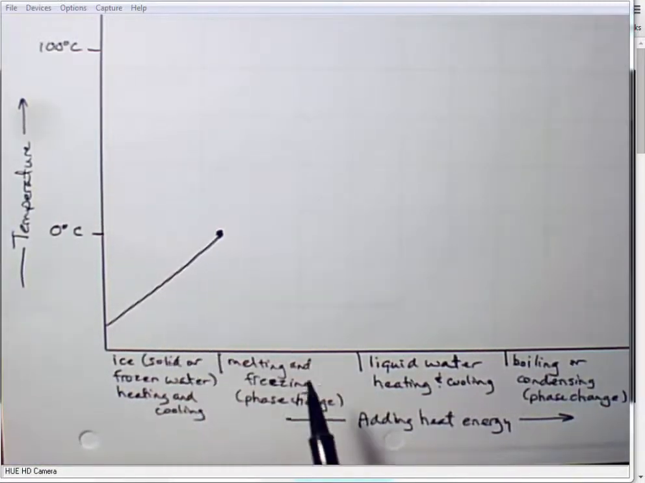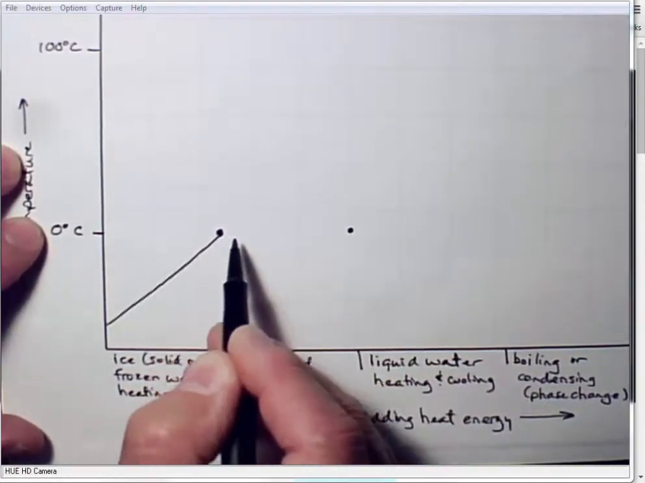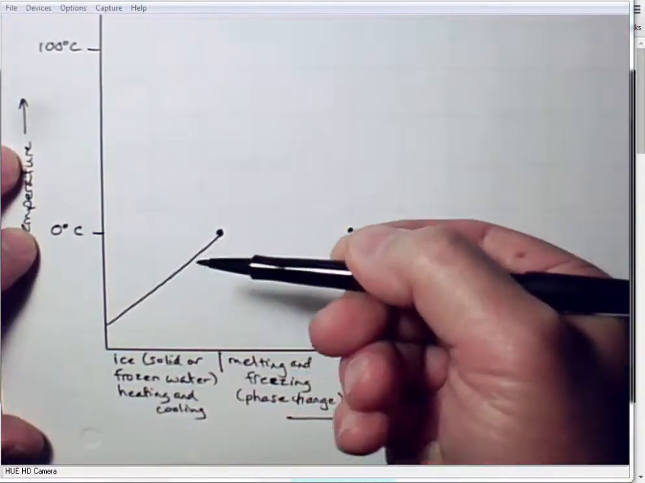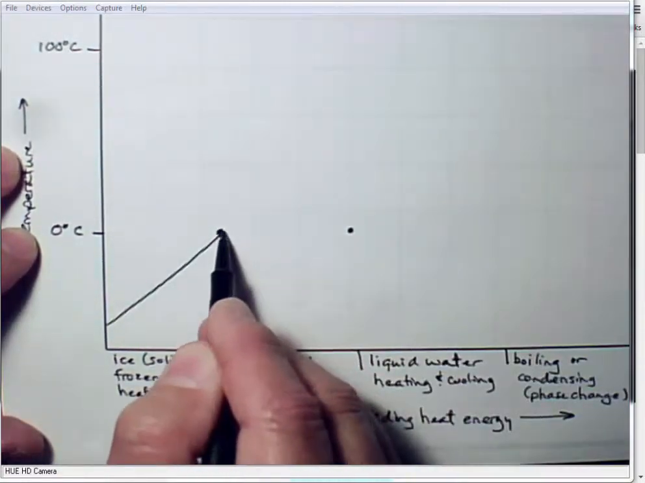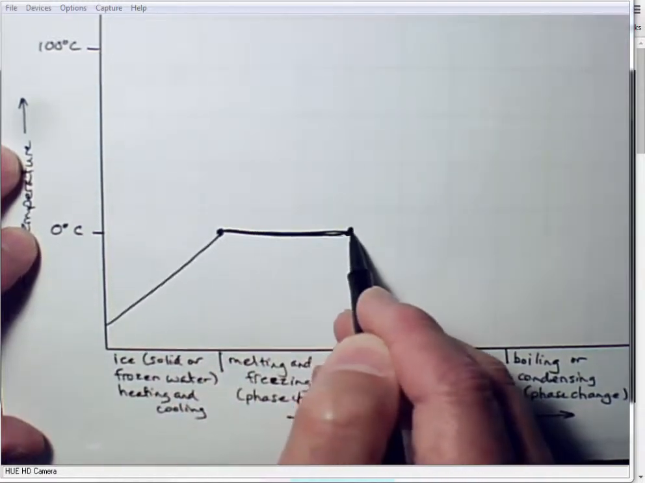But while the ice is melting, there's no temperature change. You keep adding heat energy to it, but the temperature does not go up. It's supposed to be flat there. Okay?